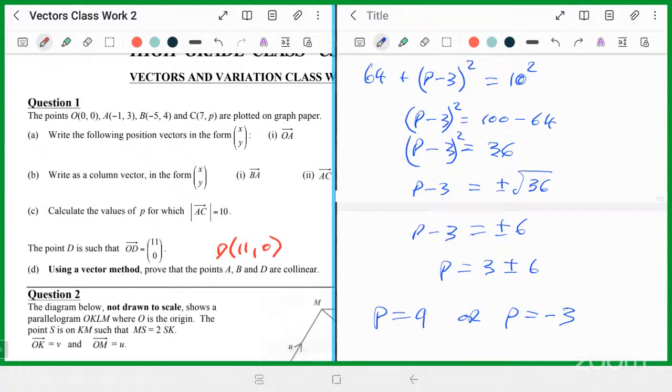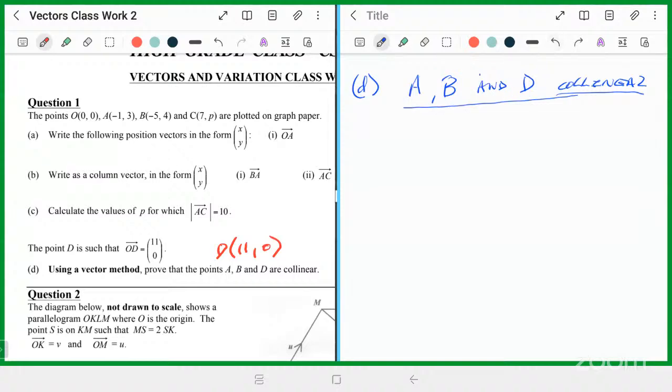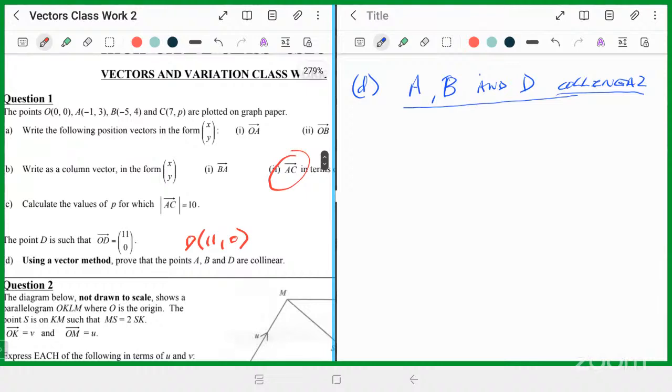So we need to find 2 vectors from the 3 points that are parallel. We're talking about the points of part D, the points A, B, and D. These points are supposed to be collinear, right? We're testing for collinearity. We have to show that they are collinear. So looking for 2 vectors with these 3 points, for example, you cannot use point C in your proof. You cannot use AC because C is not one of these 3 points.